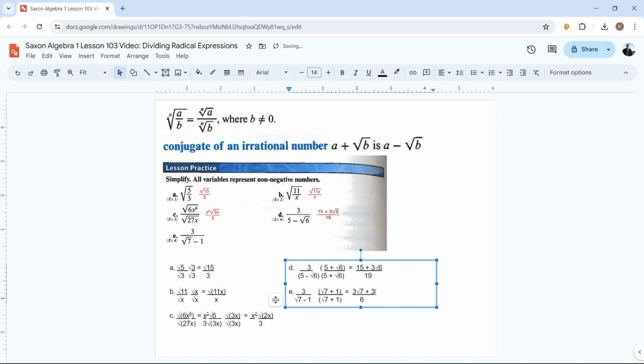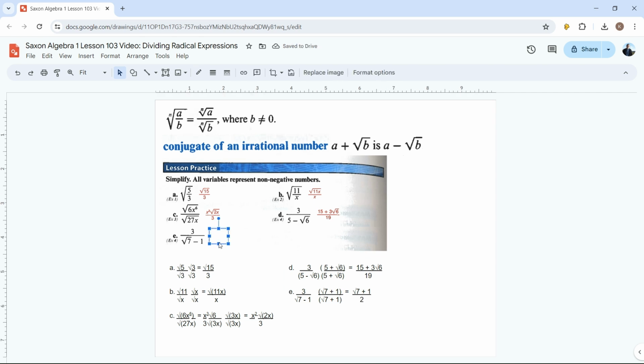But wait a second. Let's just look at this numerator again. Can I factor a 3 out of both of these terms? I sure can. It becomes 3 times the square root of 7 plus 1. Okay, I factored a 3 out. Does 3 cancel with 6? It sure does. The 3 becomes a 1, and the 6 on the bottom becomes a 2. And that is how I solve that kind of problem. Square root of 7 plus 1 over 2.